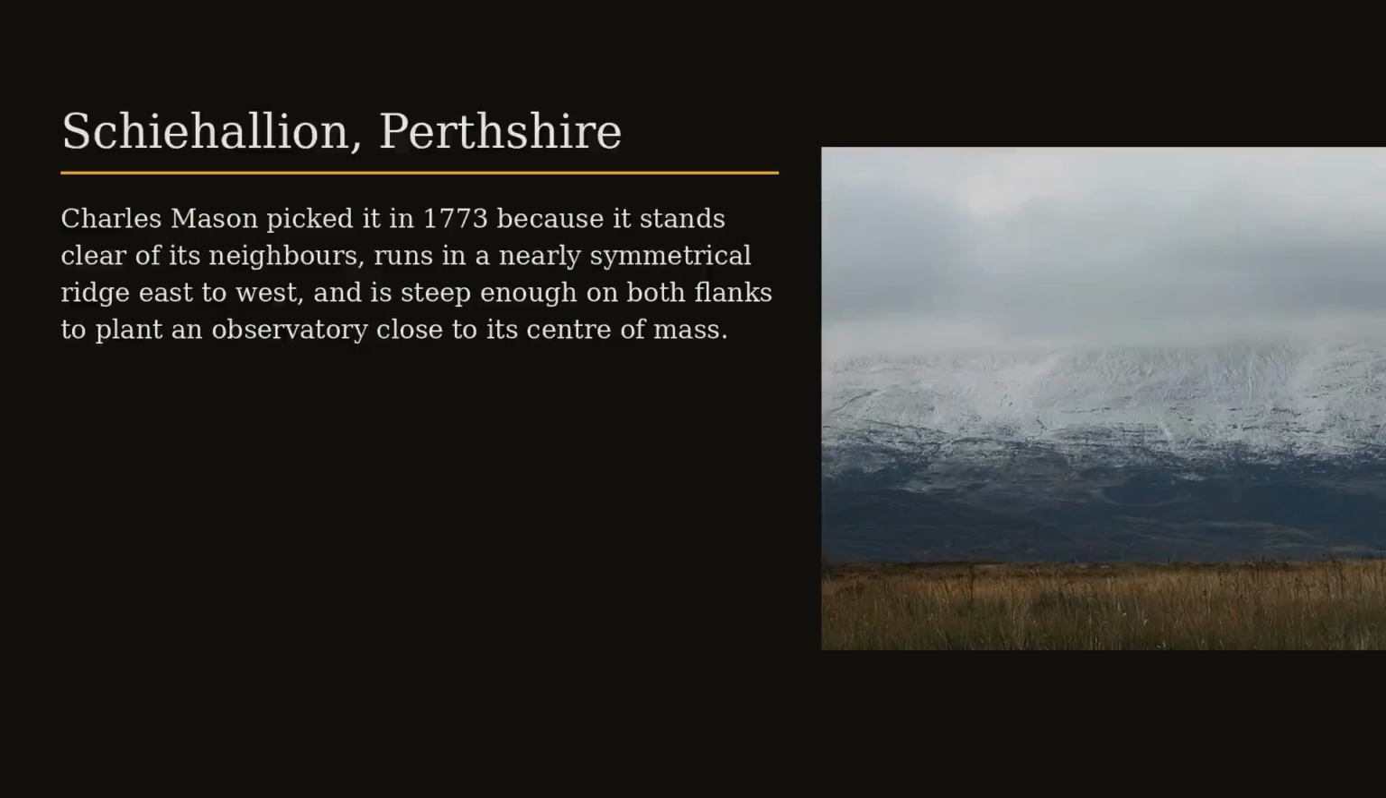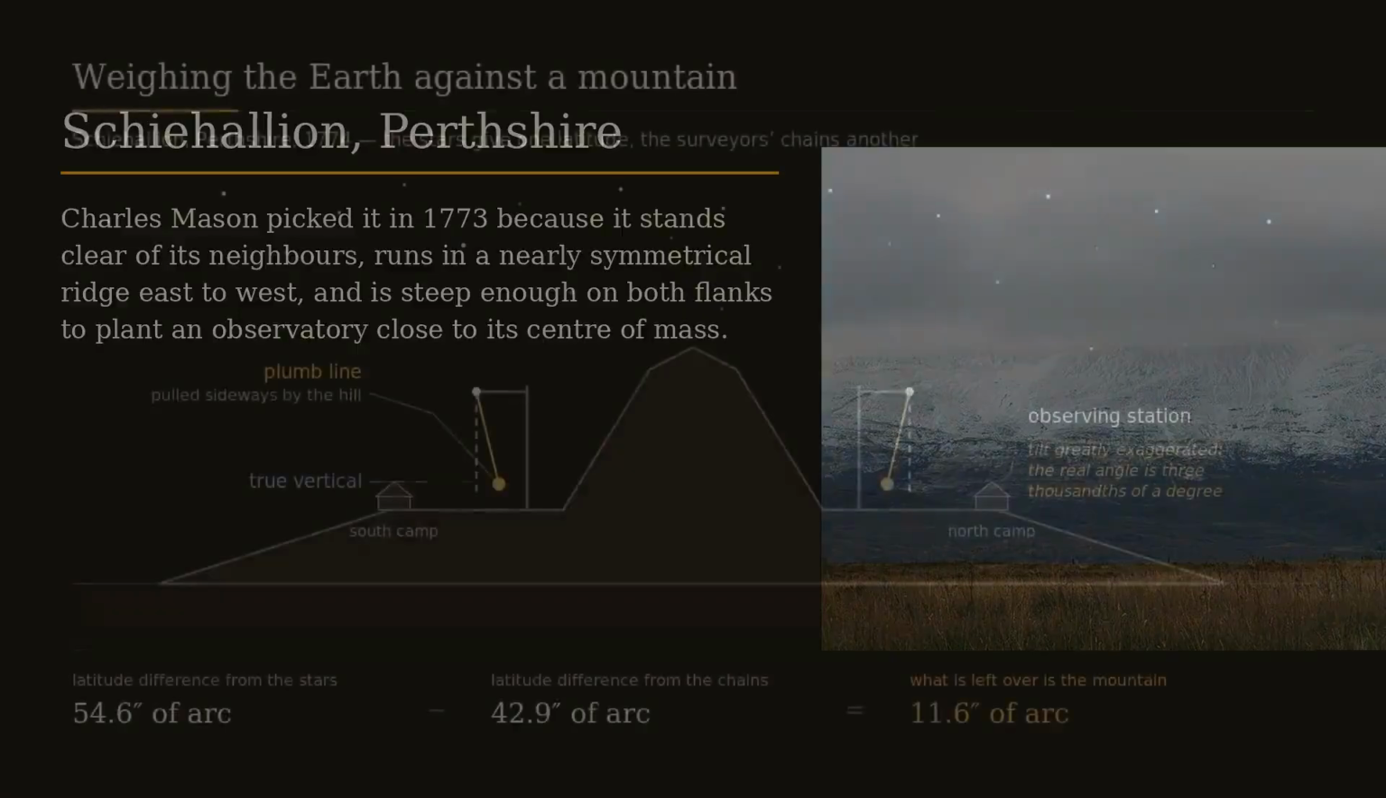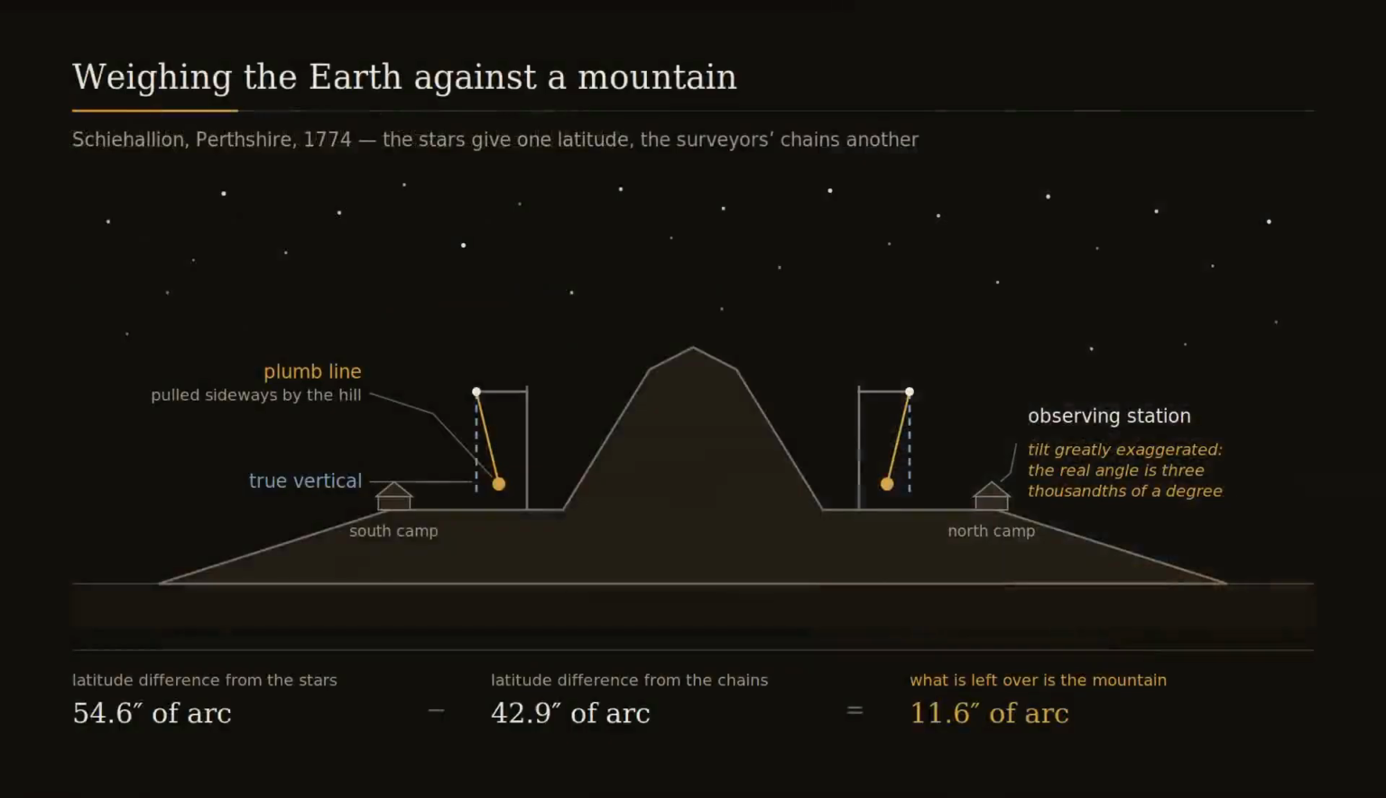Maskelyne spent 4 months on it in 1774, making 337 observations of stars from camps on the north and south sides. The stars said his 2 camps were about 11.5 seconds of arc further apart in latitude than the surveyor's chains said they were. That gap is the mountain, tugging both plumb lines toward itself and tilting the instruments that were leveled against them. Turning it into a density meant knowing the exact volume and shape of the hill. That fell to the mathematician Charles Hutton.